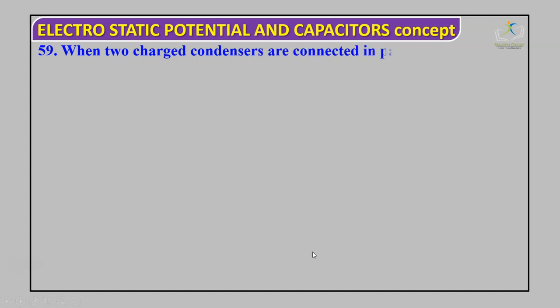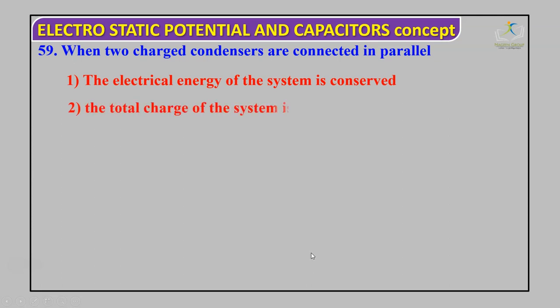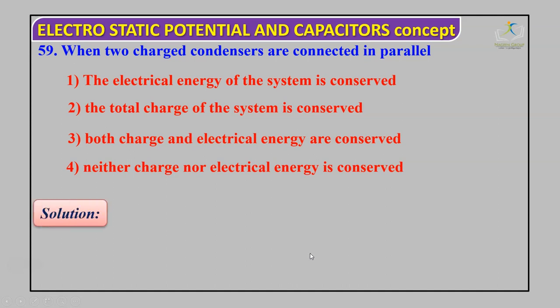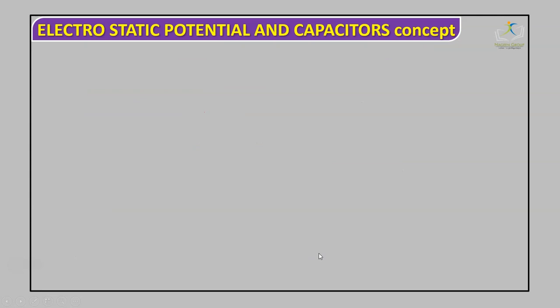Next question we have. When two charged condensers are connected in parallel, options we have: the electrical energy of the system is conserved. The total charge of the system is conserved. Both charge and electrical energy are conserved. Neither charge nor electrical energy is conserved. Solution we have: charge and electric energy are conserved. Hence, we can say the correct option is option 2.